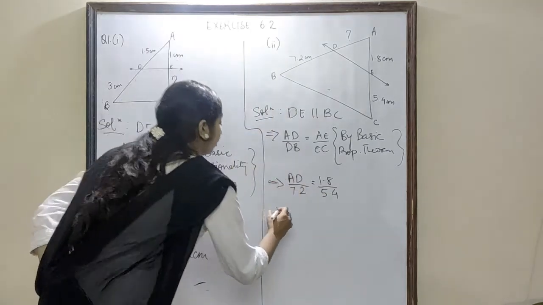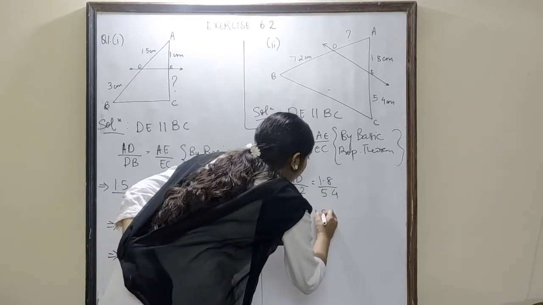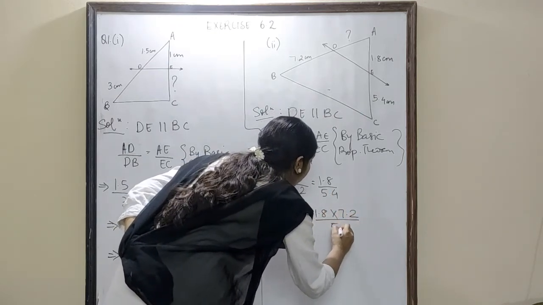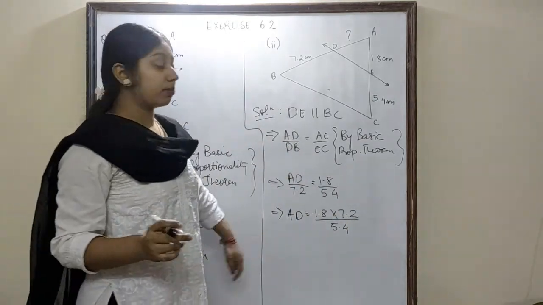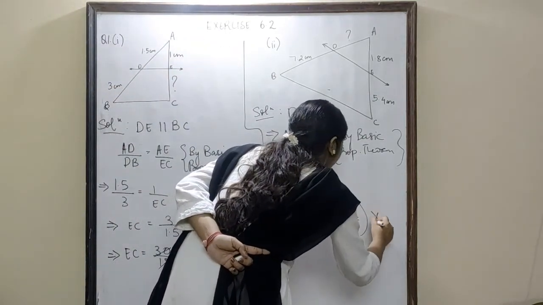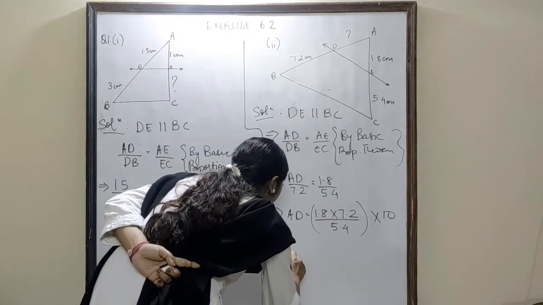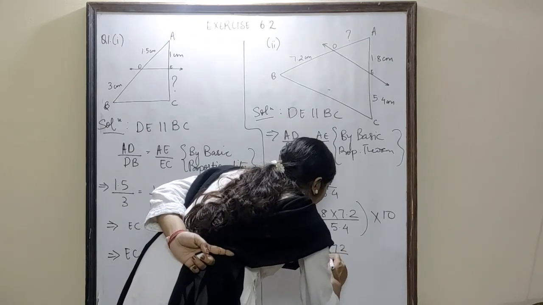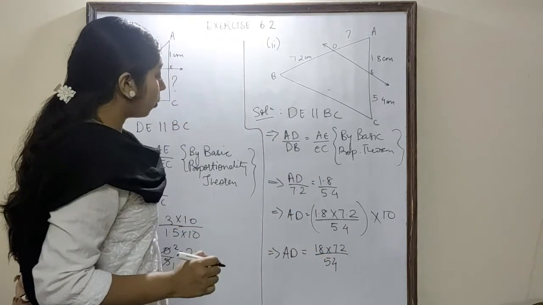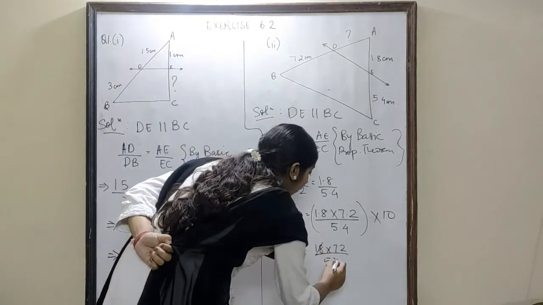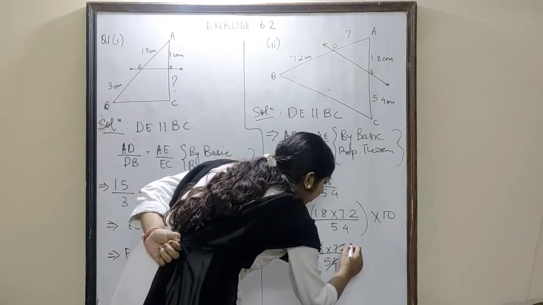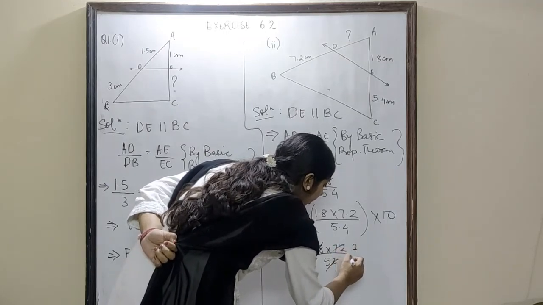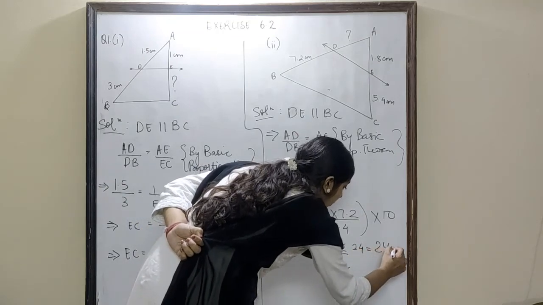Alright, so AD will be how much? AD is equal to 1.8, this will go up into 7.2 whole upon 5.4. Multiply this full thing by 10. What we will get, children? AD, to remove the decimal, it will be 18 into 72 upon 54. Now 18, what's the 54? 18 3s is 54. And this is 3. This will go by 3 2s are 6, 3 4s are 12, 24 centimeter.